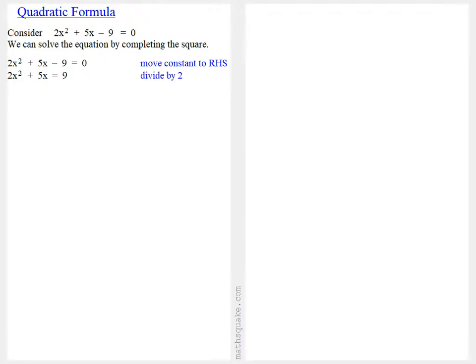Now we can only complete the square if we just have x squared at the beginning, so we'll divide all the way through by 2. This gives us x squared plus 5 over 2x equals 9 over 2. Now we can complete the square. To do that, we take the number in front of the x, we halve it, we square it, and we add it to both sides. So 5 over 2 halved is 5 over 4, and we add 5 over 4 squared to both sides.